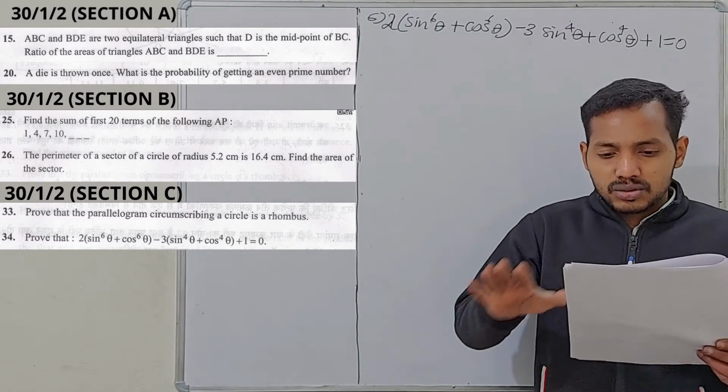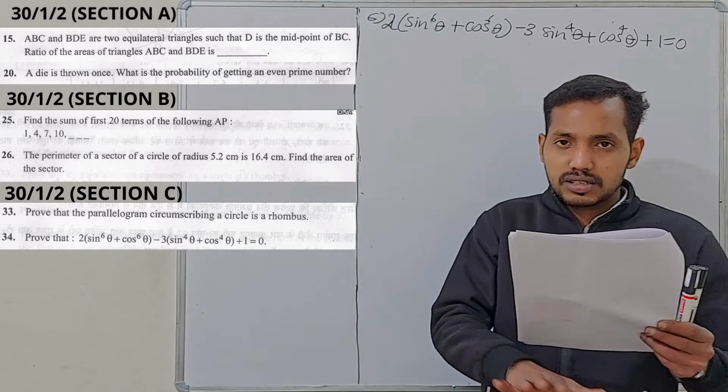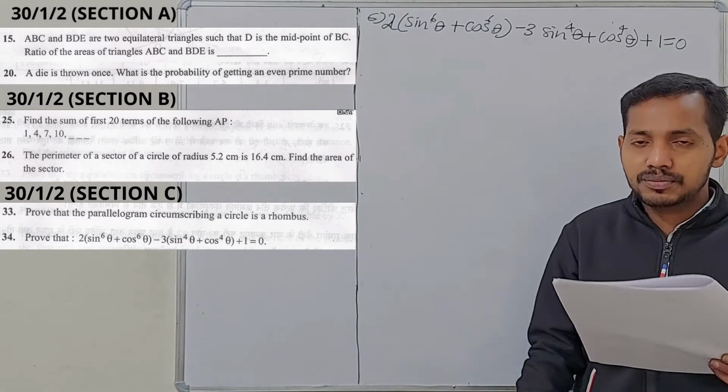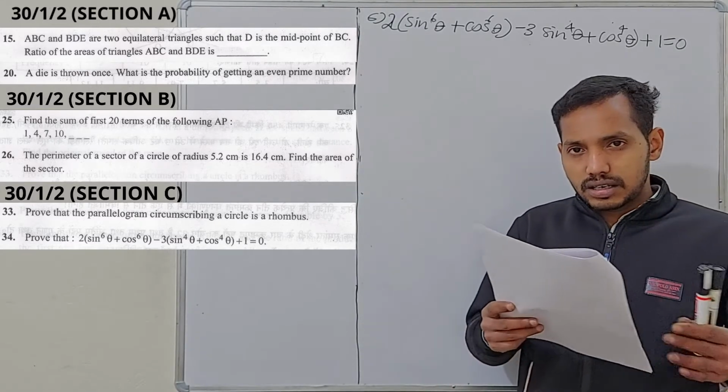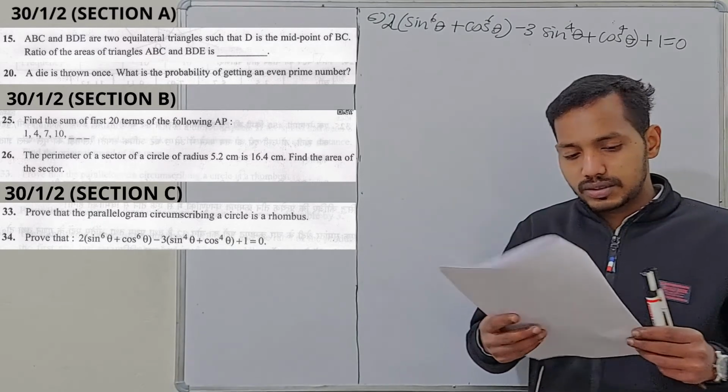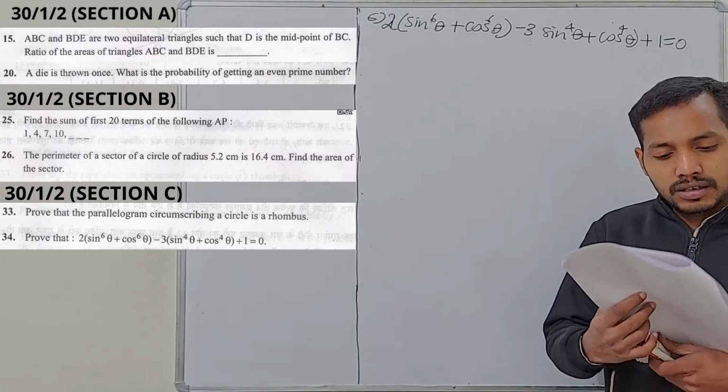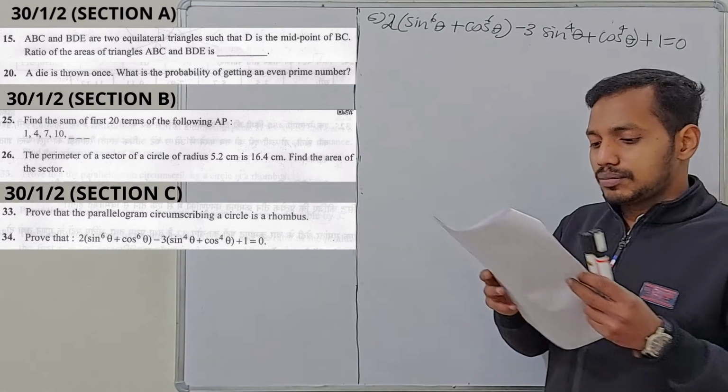Next, one more question is there, but that question is: prove that the parallelogram circumscribing a circle is a rhombus. This question is given in the NCERT exercise 10.2, question number 11. So try that yourself, okay? I'm not going to discuss that one again.